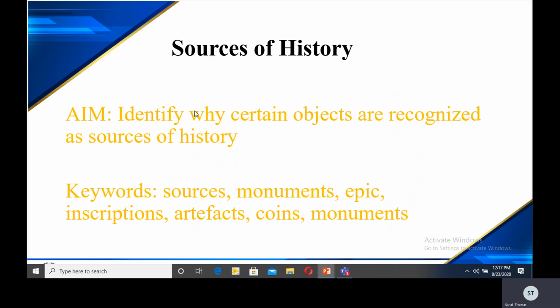The aim of this class is to identify why certain objects are recognized as sources of history. And the keywords you are going to learn are sources, monuments, epic, inscriptions, artifacts, coins, and monuments. So, our aim of this class is to identify why certain objects are recognized as sources of history.